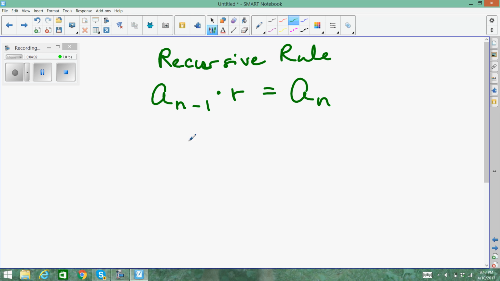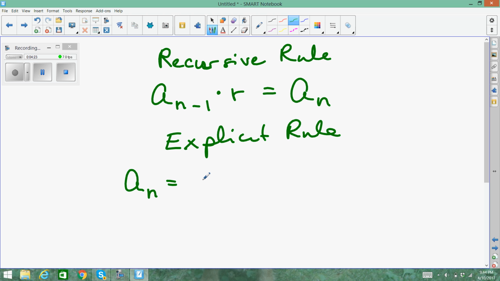That makes sense, right? The explicit rule is more powerful, and it allows you to write a rule that does not depend on finding each consecutive term. So there are actually two ways to get the explicit rule. You can write a sub n equals a sub 1 times r to the n minus 1, or you could write a sub n equals a sub 0 r to the n.